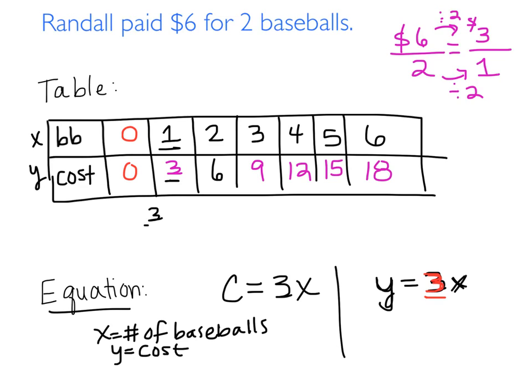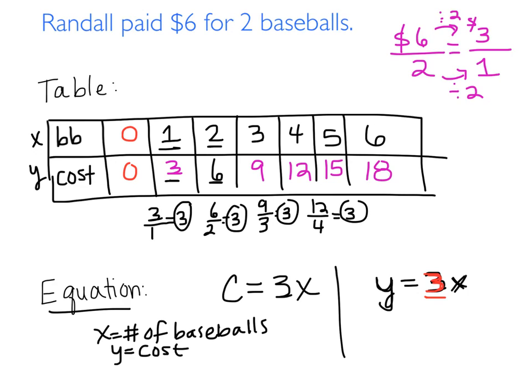So I could do 3 divided by 1. That gives me 3. Here I could do 6 divided by 2. That gives me 3. I could do 9 divided by 3. That gives me 3. 12 divided by 4 gives me 3. Every time I divide, I get that same thing, 3, which is my unit rate. That's another way to tell if it's proportional or not.